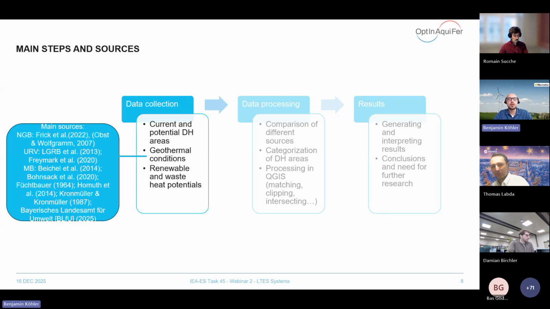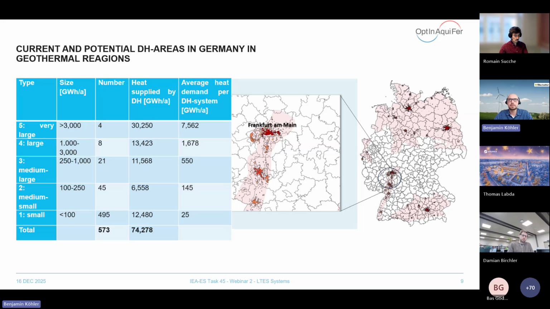And for the geothermal conditions, there are a lot more sources we used, also different sources for the different geothermal areas. Some of the sources already did heat storage potential assessment in different depths, but that was not available for all geothermal areas. So we also assessed the underground conditions and made our own calculations and assessments of the heat storage potentials.